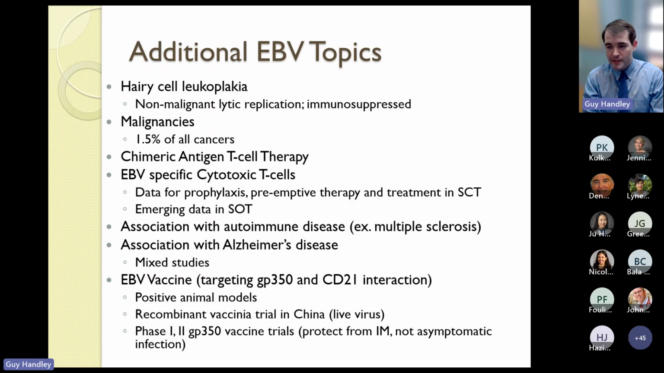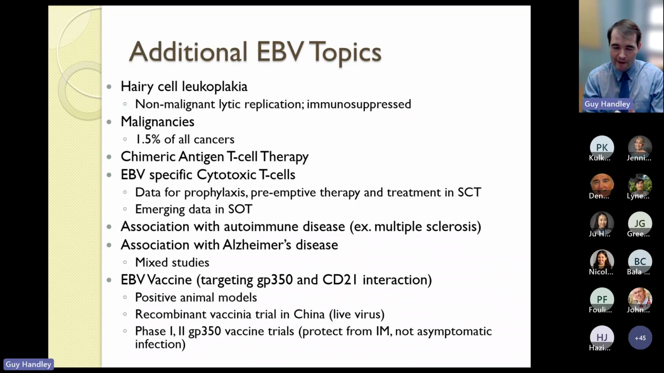Chimeric antigen receptor T cell therapy is an emerging therapy for lymphomas and other types of malignancies where we're not quite sure what the PTLD risk might be, but it is something we have to keep an eye on and see if there's any role that EBV has in those patients. There are associations proposed with autoimmune diseases such as multiple sclerosis. The prevailing thought is there's some sort of epitope mimicry where you get an autoimmune response to one of the EBV antigens.